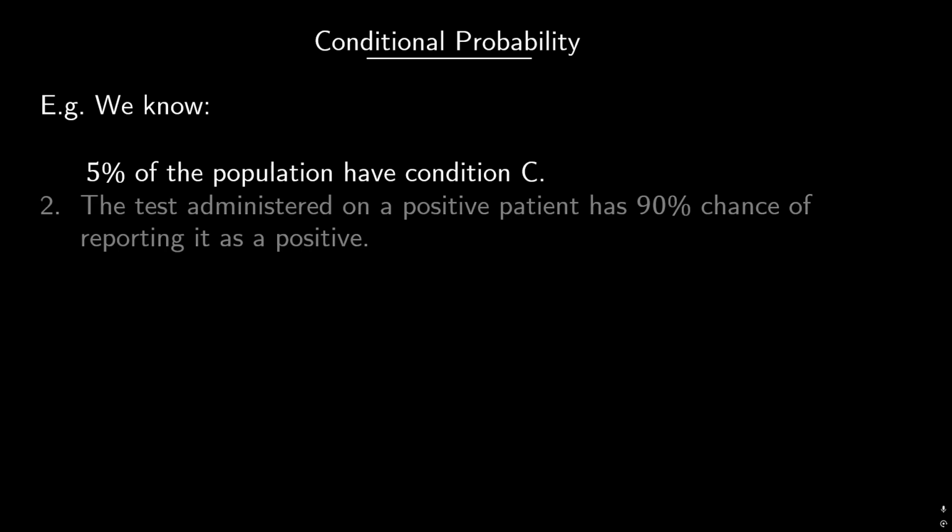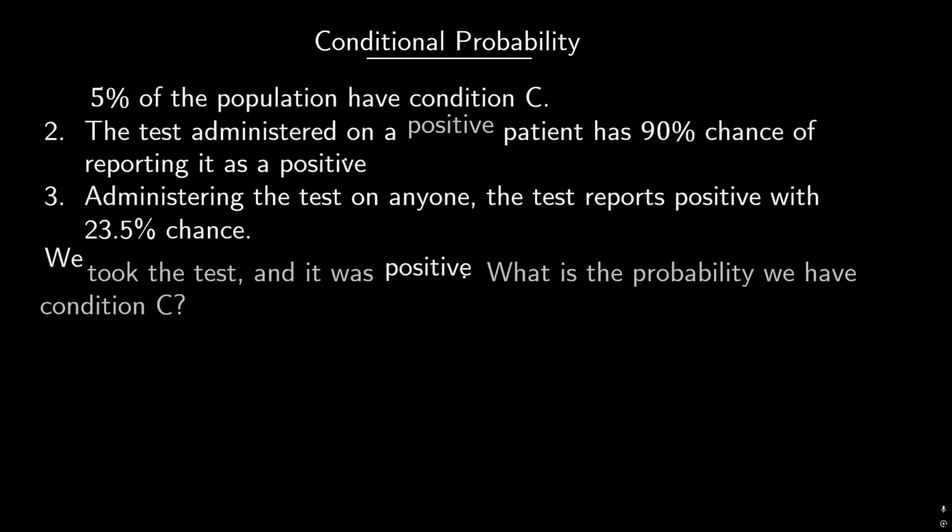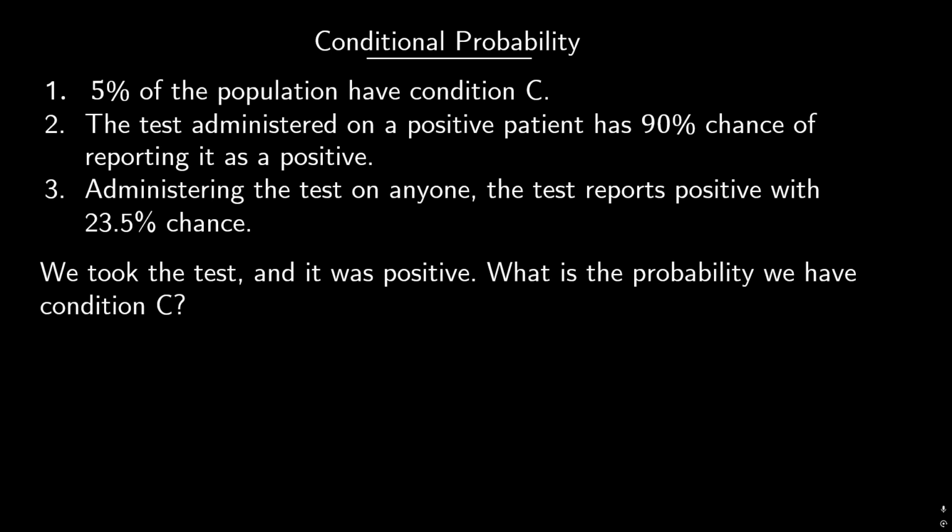Okay, we know for a fact that if we administer the test on a positive patient, the test has a 90% chance of reporting it as positive, right? So again, given that there is a positive patient, the probability that the test says yes is 90%. Let's say that if we were to just administer the test on anyone, regardless of whether they're sick or not, we tried a bunch of people, and it turns out that it reports them with probability 23.5%. Okay, so let's just say that now we took the test and it was positive. What is the probability that we have condition C?